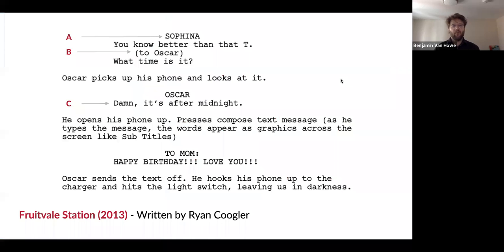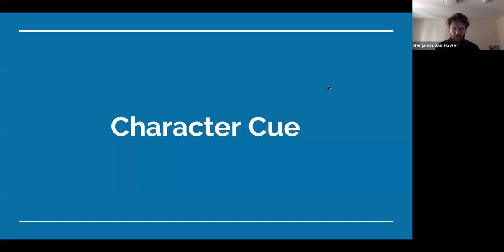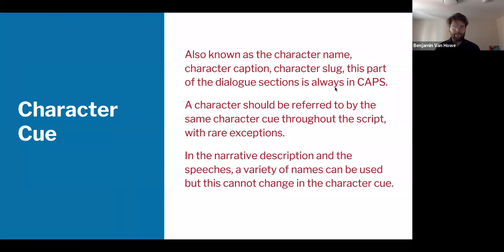If you look at this example, you can see with A, that's the character cue. So it's centered in all caps. B, that's the parenthetical. And then C, that's the actual dialogue or speech. And we'll go into the nitty-gritty with each of these, starting with character cues. This is also known as the character name, the character caption, the character slug. This part of the dialogue is always in all caps.